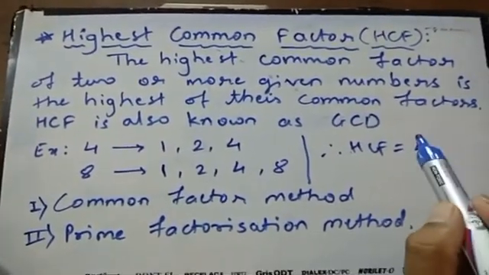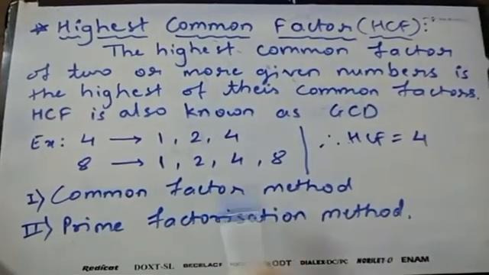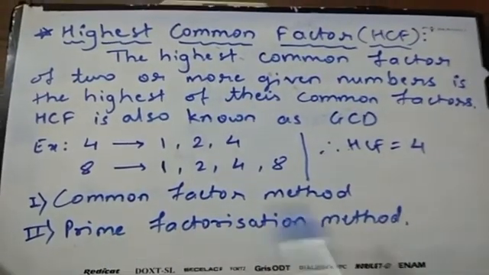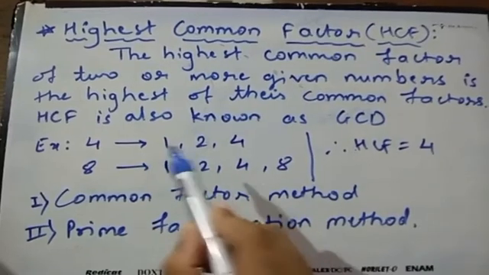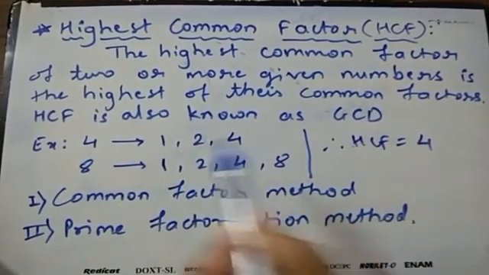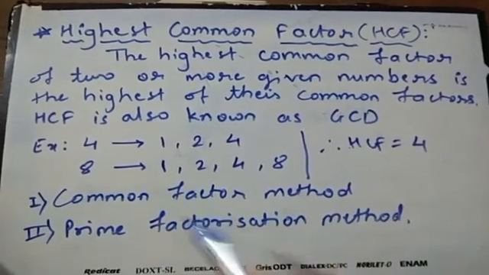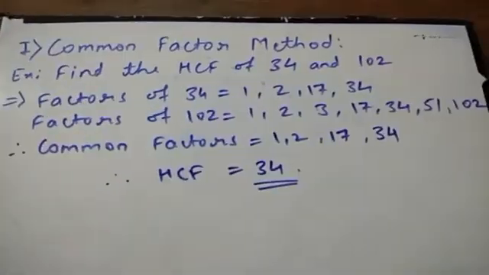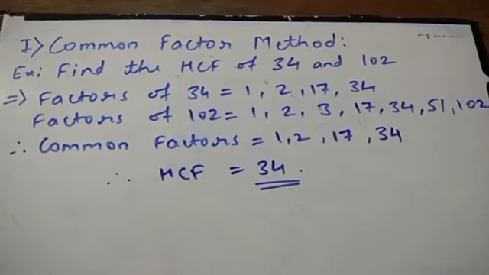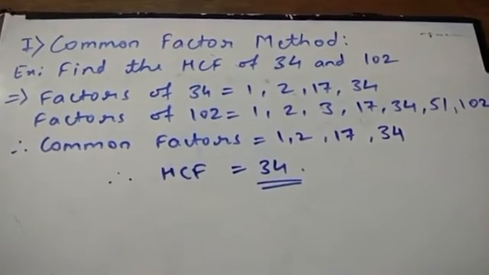We can find HCF with the help of two methods. One is the common factor method and another one is the prime factorization method. Now let's solve one example from each method. Here we are going to use the common factor method first to find the HCF.